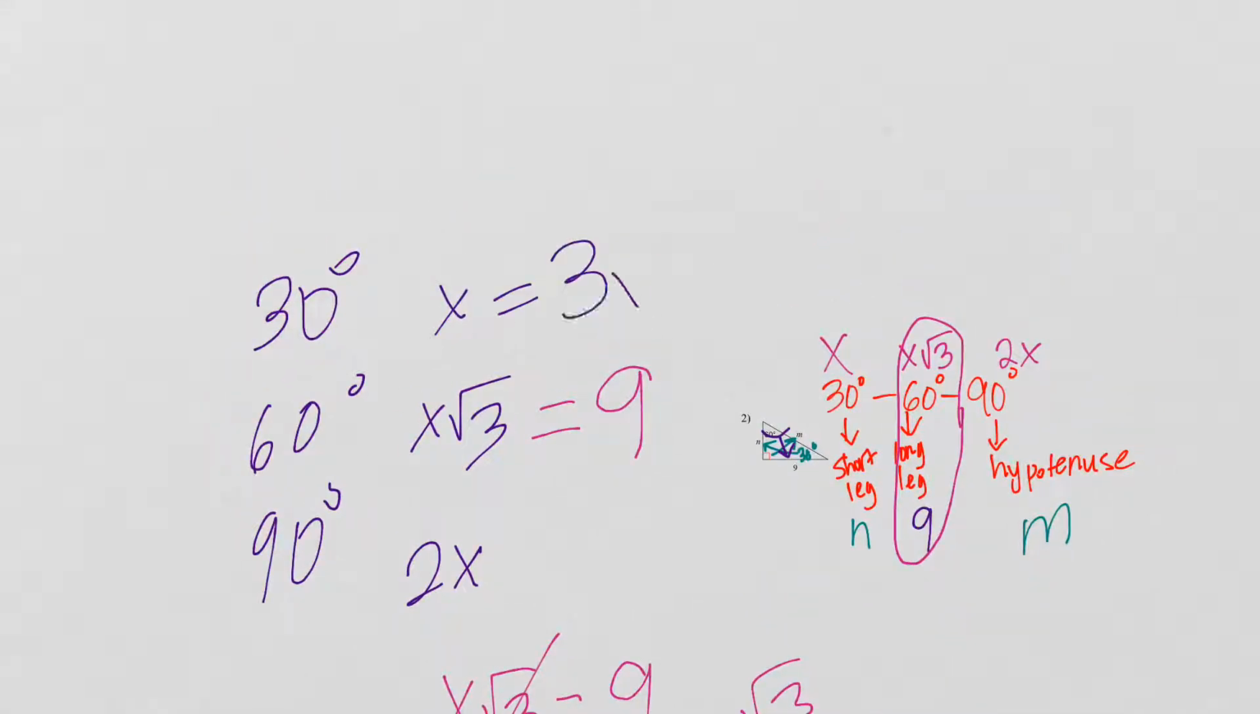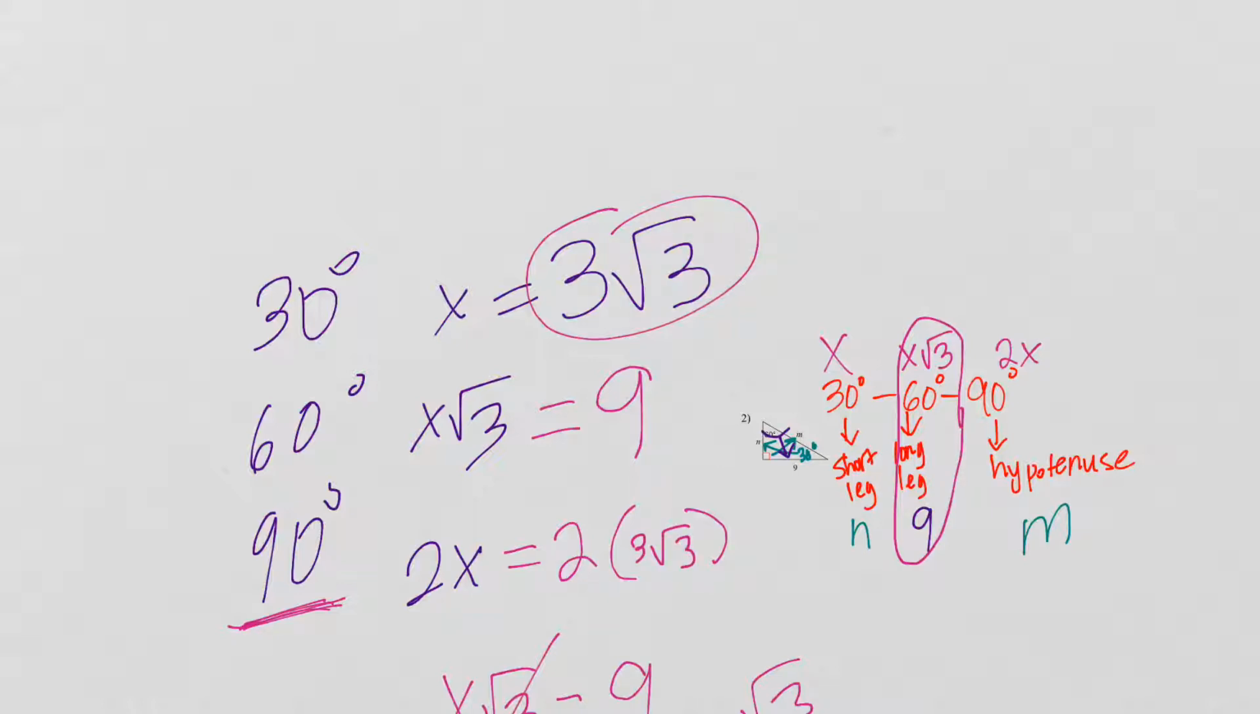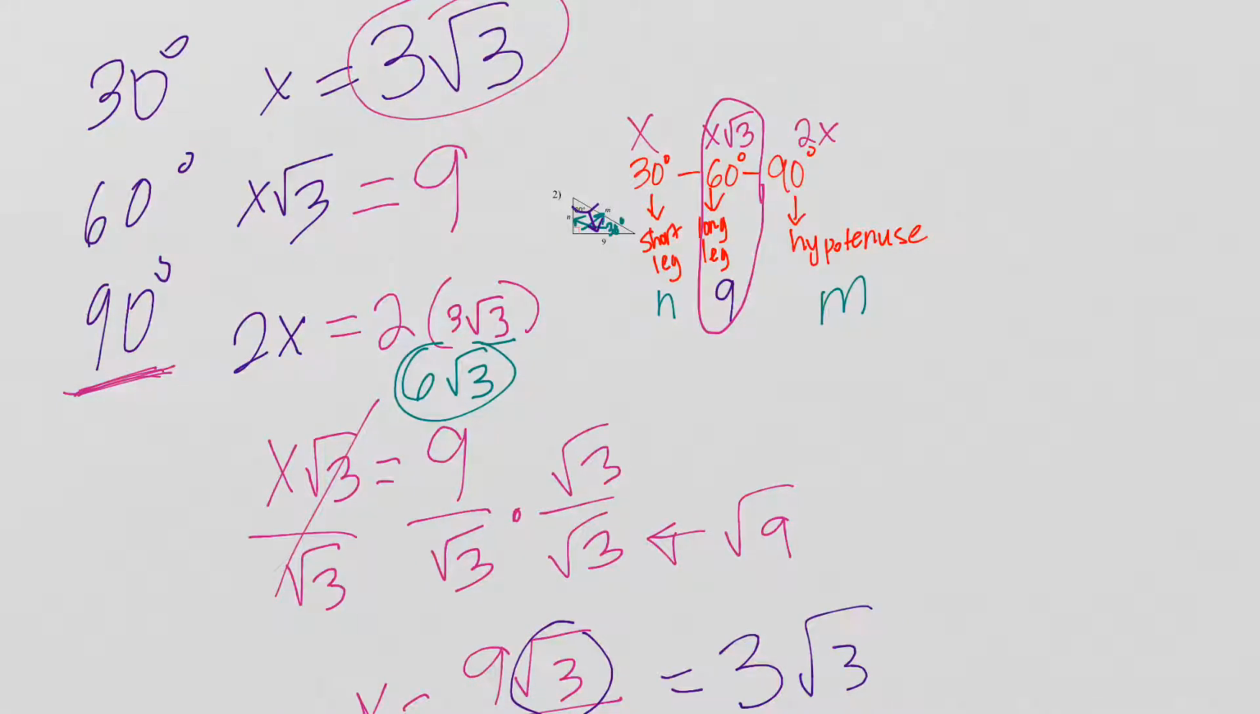Who's my x value? The 30 degree angle. So if that's my x value, how do I find my right angle's side length, which is the hypotenuse? I take 2 and multiply it by what x is, and x is equal to 3 square root of 3. The 2 and this 3 are not in the square root, so I can multiply them. 2 times 3 is 6. Rewrite the square root of 3. So that means the short leg, which is named n, is going to equal 3 square root of 3. And my hypotenuse, which is known as m, is going to equal 6 square root of 3.